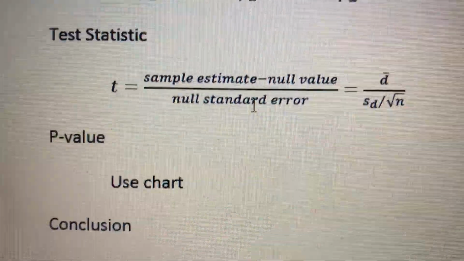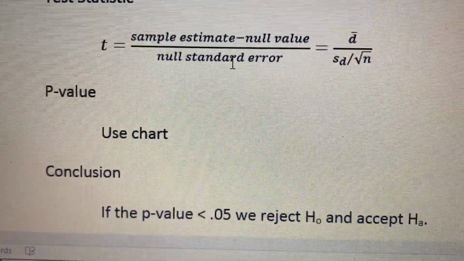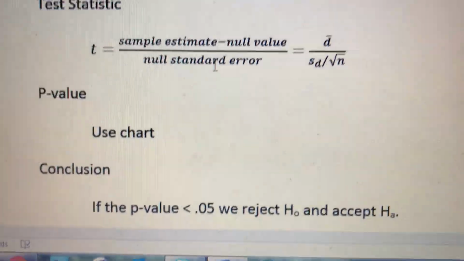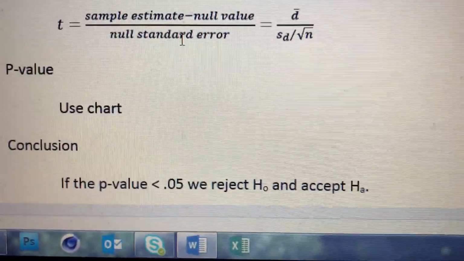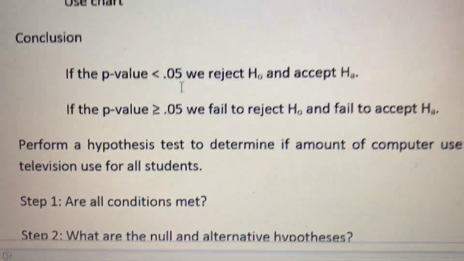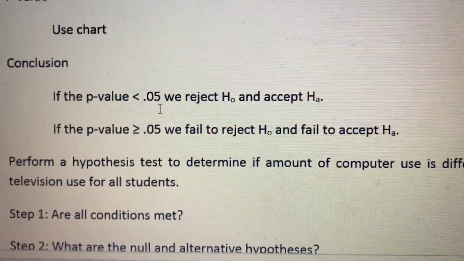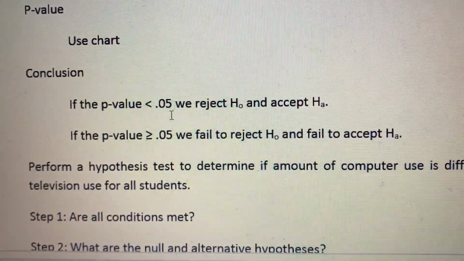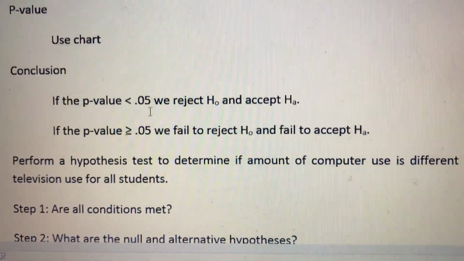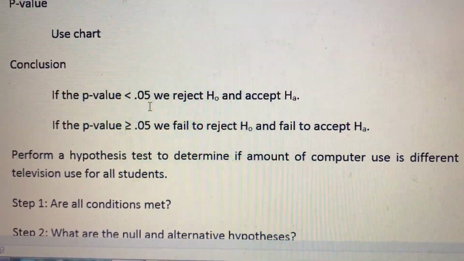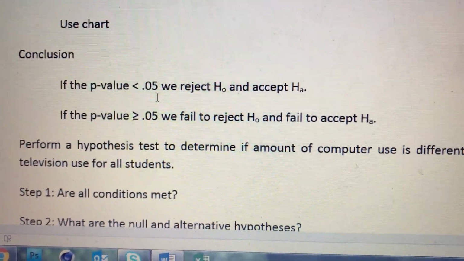Once you have your test statistic, because this is essentially a one population mean problem, we use our degrees of freedom, we go to our table, just like we did back in chapter 3, and then our conclusion is always the same. If the p-value is less than 0.05, we reject the null and accept the alternative. If the p-value is greater than or equal to 0.05, we fail to reject the null and fail to accept the alternative. Always, always, always.